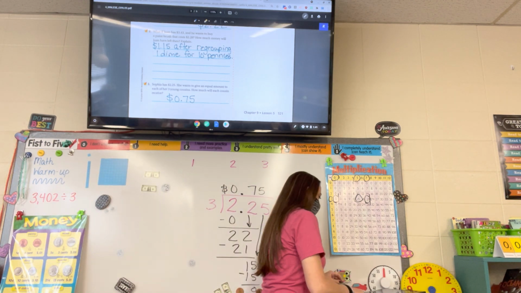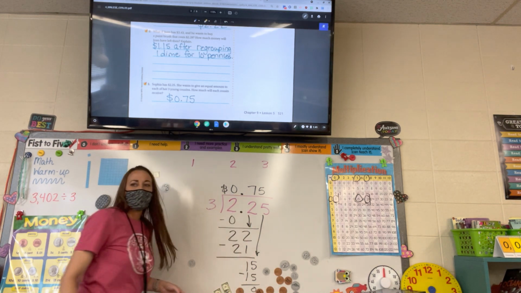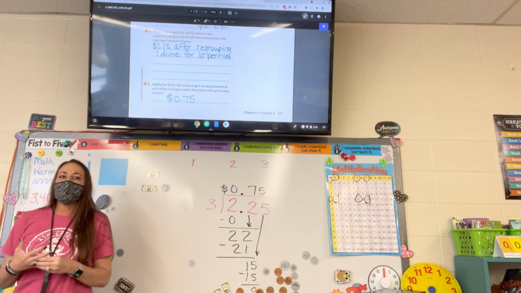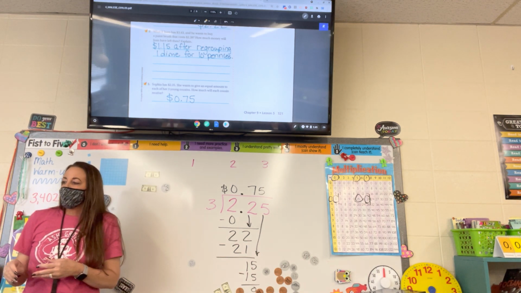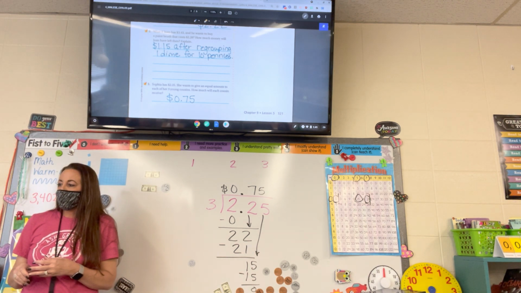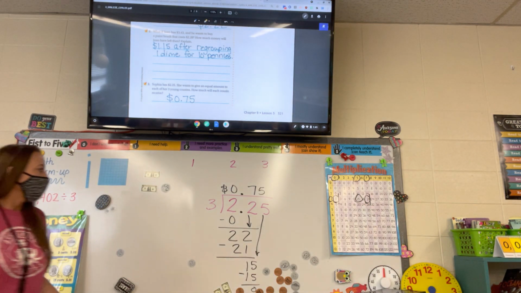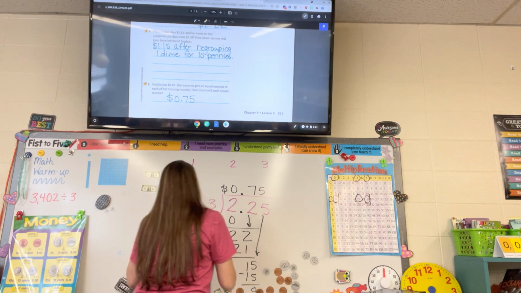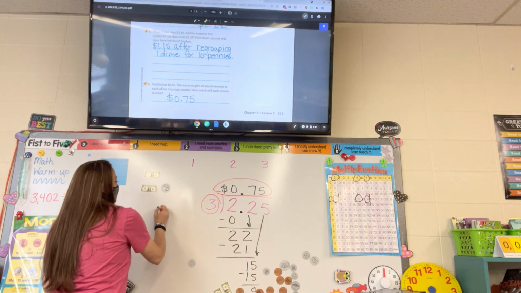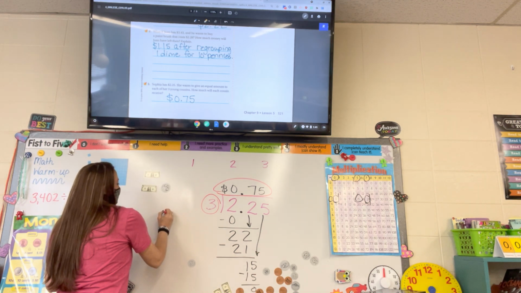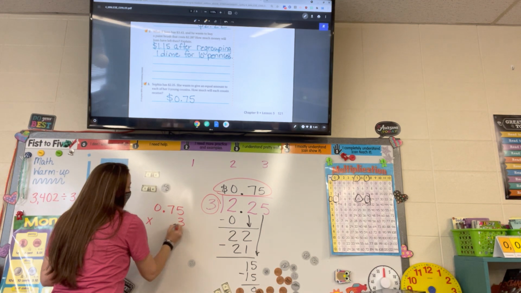How can we check and make sure that we've got the right answer here? How can we check? What do you think, Brinley? Times 3 times 75. Yes, girl. All right. 3 times 75. Let's do that. Just like checking long division, guys, we multiply. 75 cents times 3.